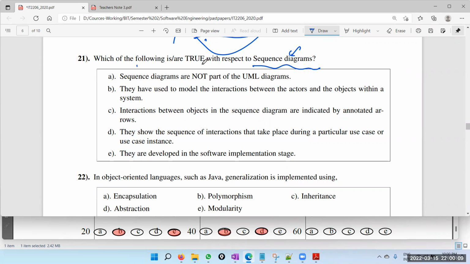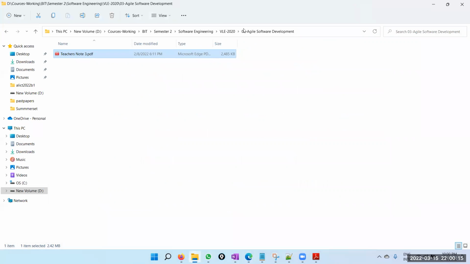Right, which of the following needs are true with respect to sequence diagram? But we have mentioned these in the design note.